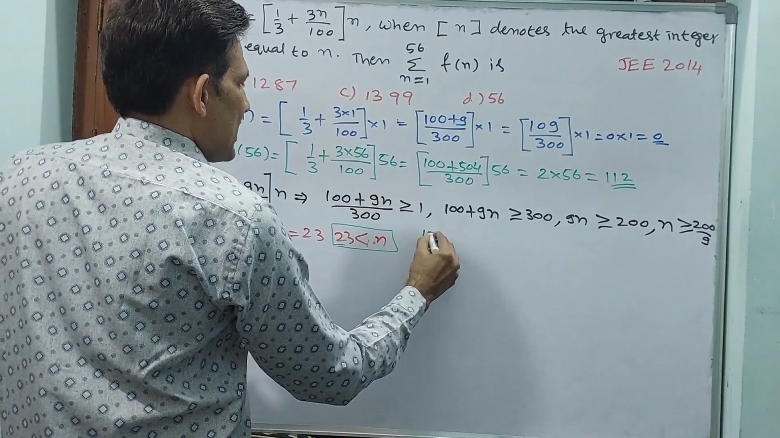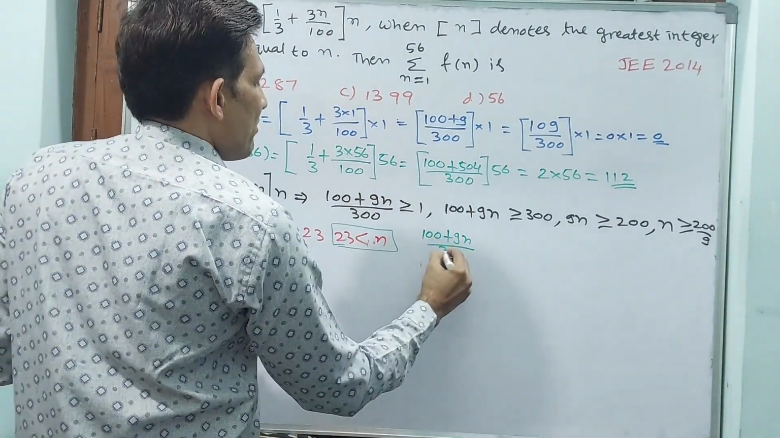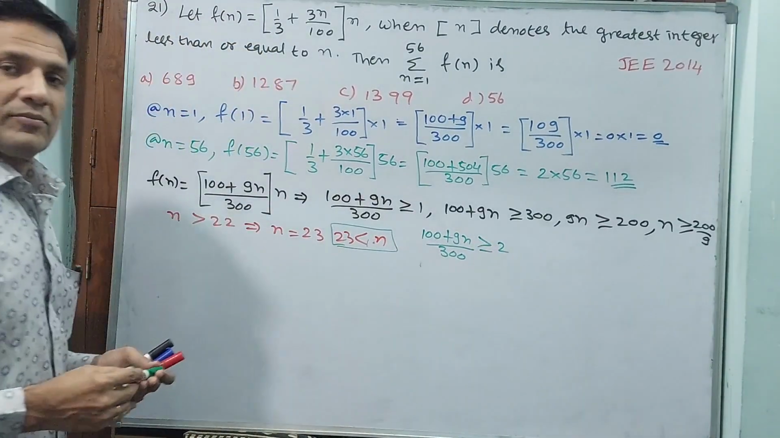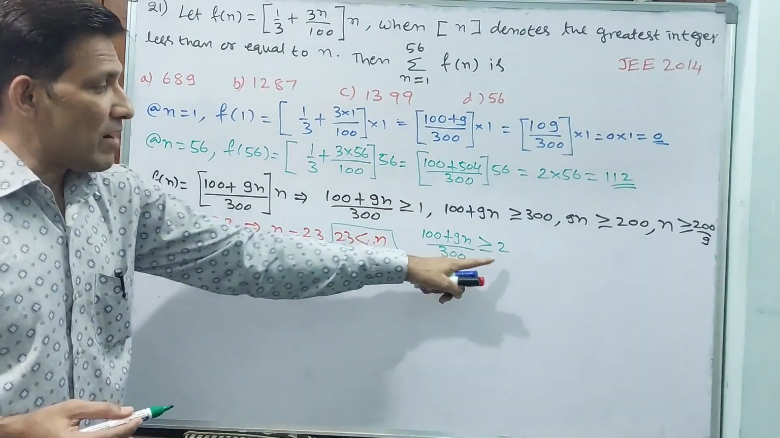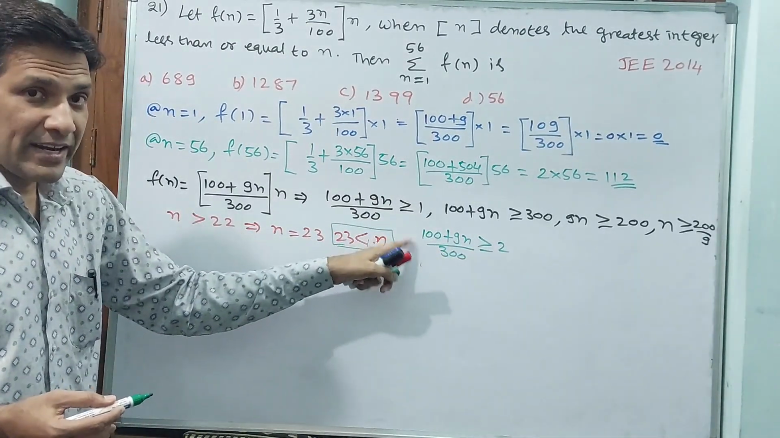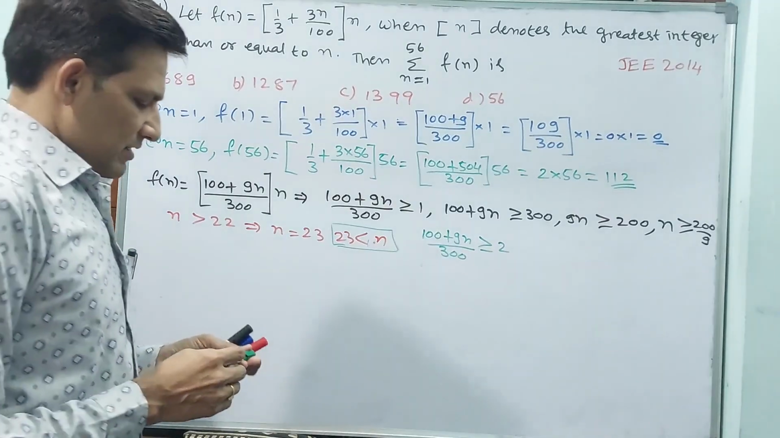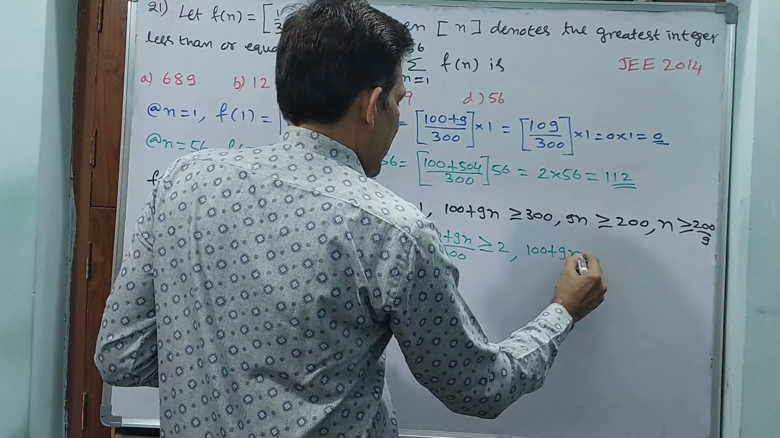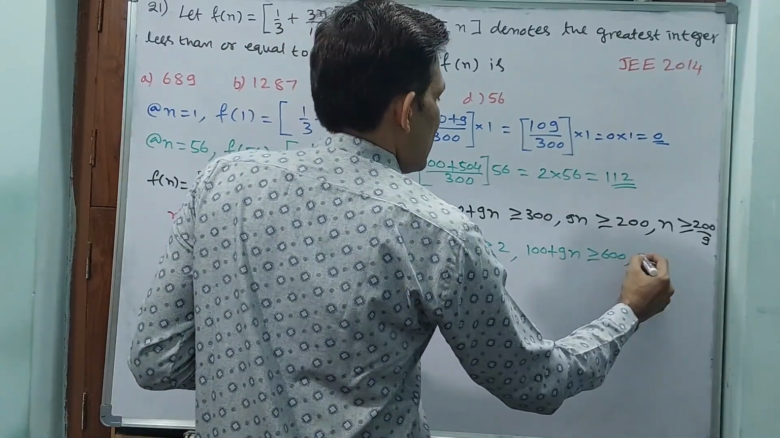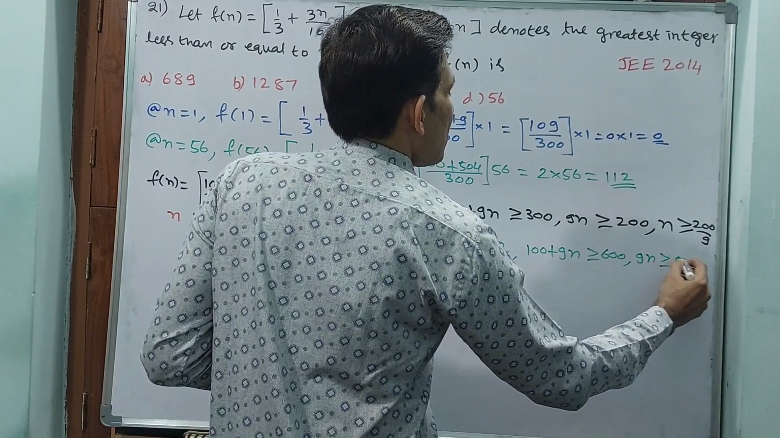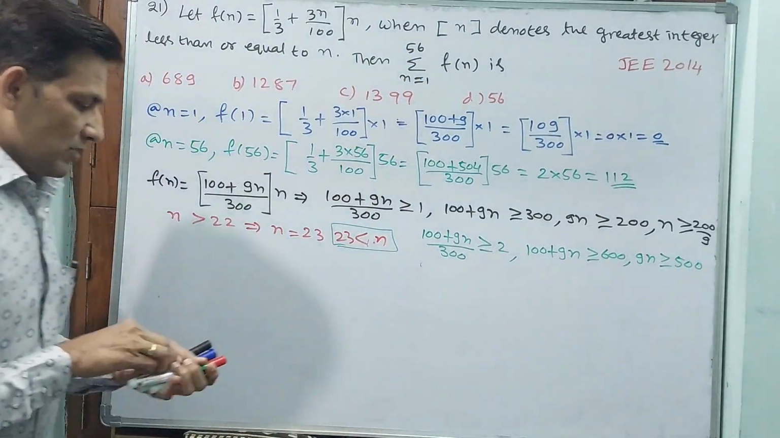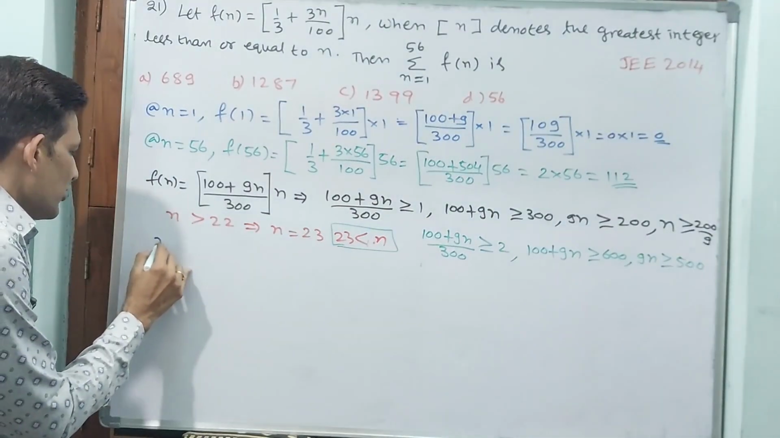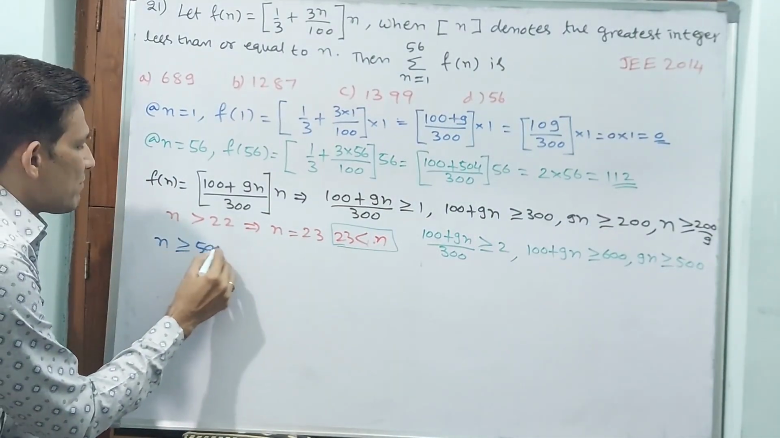Again, (100 plus 9n) by 300 should be greater than or equal to 2. Earlier I have written 1, now I have written 2. Why? Because I want to find this higher limit also. See how I am going to find. 100 plus 9n should be greater than or equal to 600, or else 9n should be greater than or equal to 500. If 9n is greater than 500, then n should be greater than or equal to 500 by 9.